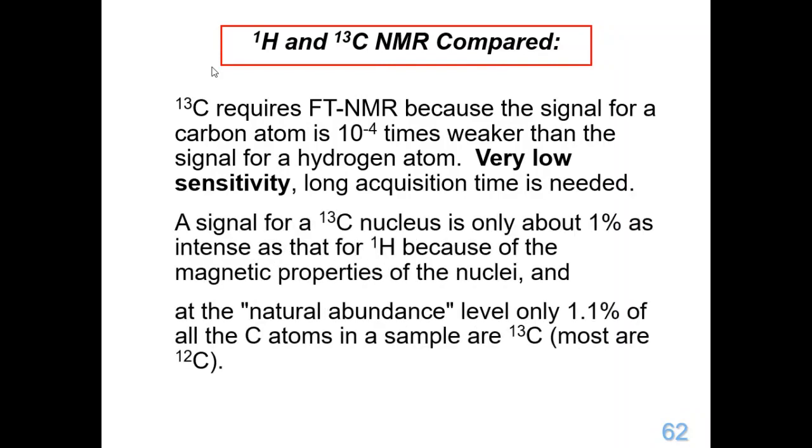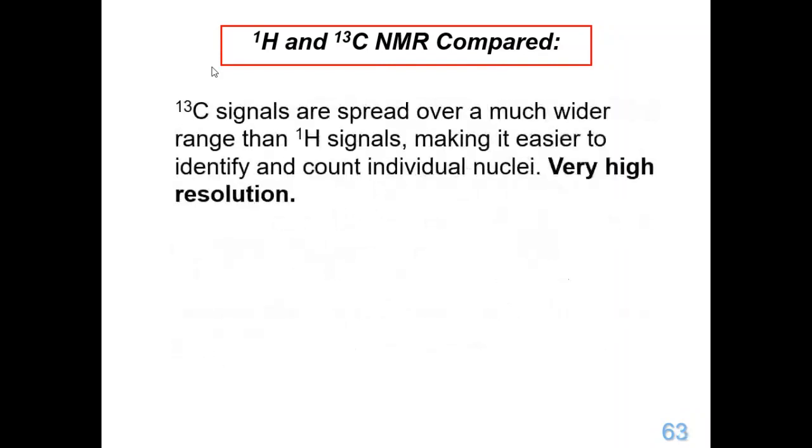But obviously there is an advantage, otherwise chemists wouldn't be doing carbon-13 NMR. The biggest advantage is that the carbon-13 signals are spread over a much wider range than the proton signals, making it easier to identify and count individual carbons. In other words, we can say carbon-13 NMR has much higher resolution than proton NMR, about 3 times higher resolution.